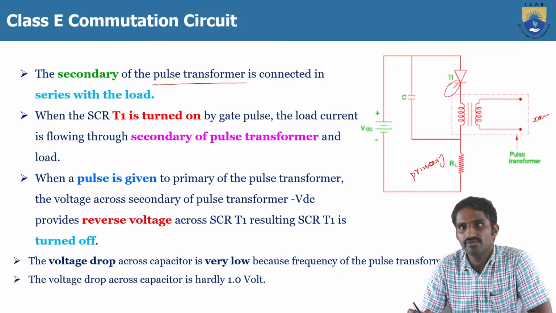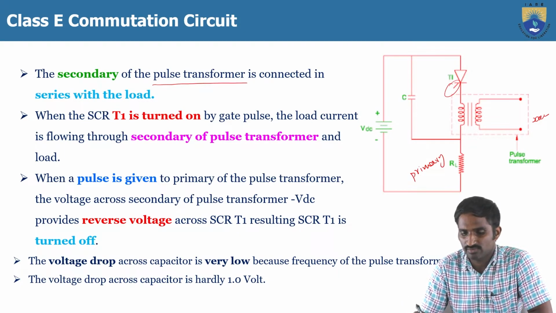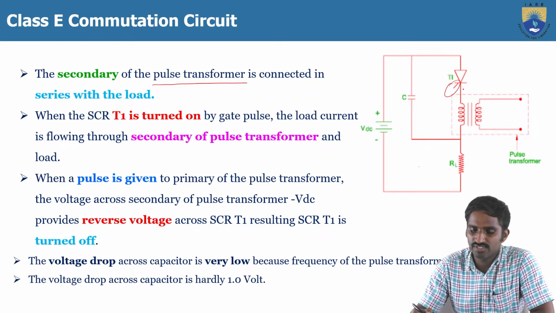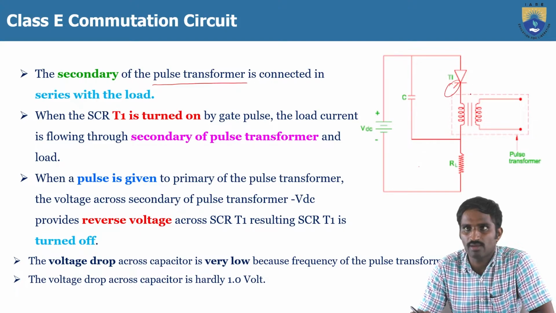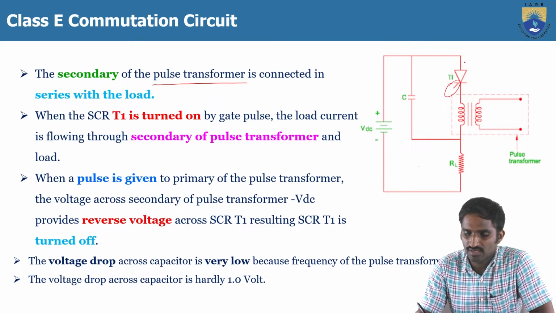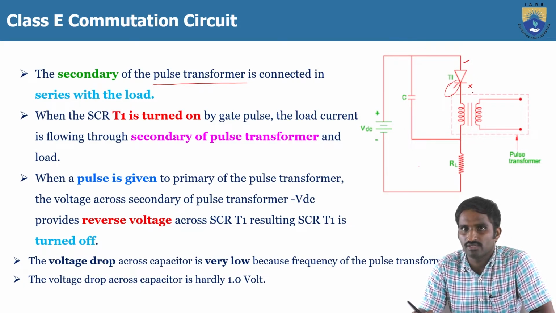Then when a pulse is given to the primary of the pulse transformer, the voltage across the secondary of the pulse transformer will get reversed, that is minus VDC. That minus VDC means a reverse biased voltage will apply across the thyristor T1, which means the anode is negative with respect to the cathode, then the thyristor will get turned off. The thyristor will get into the turn off.